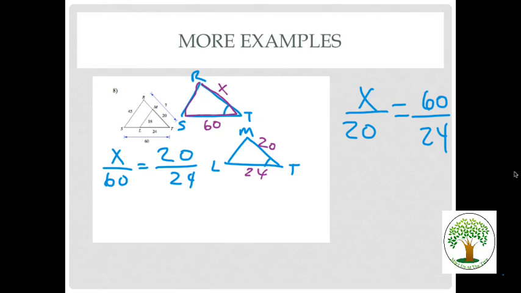Yeah. I got 50. Okay, so, Brett, which way did you do it? I cross multiplied. It doesn't really matter. Cross multiply X over 20 equals 60 over 24. You're going to get the same thing, right? Because it's going to be 24x, and then you're going to get 1200, divided by 24. Is that 50? Yeah. X equals 50.